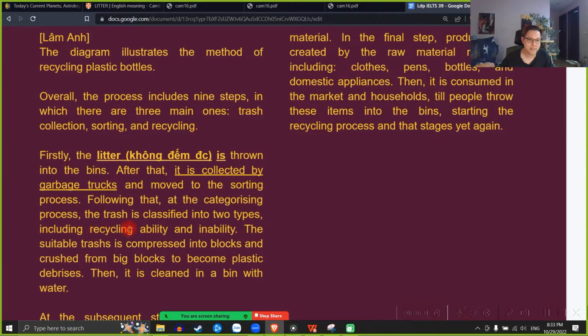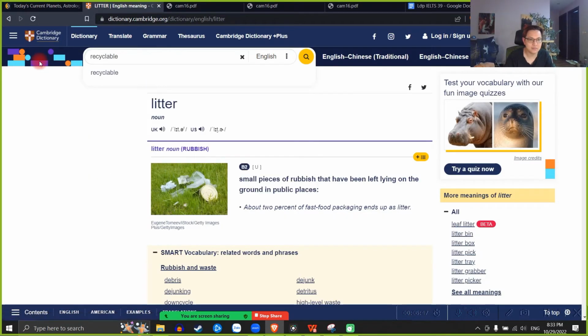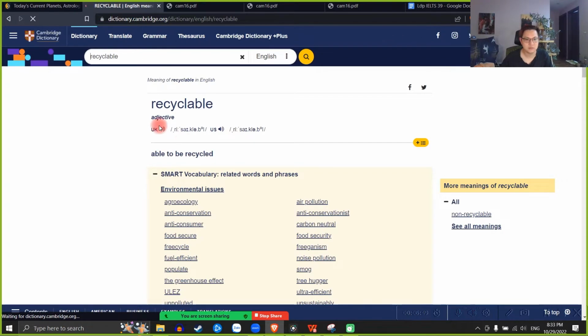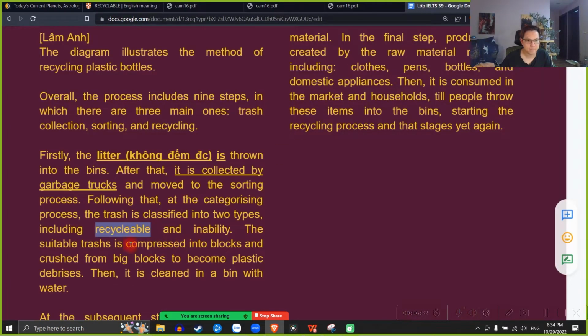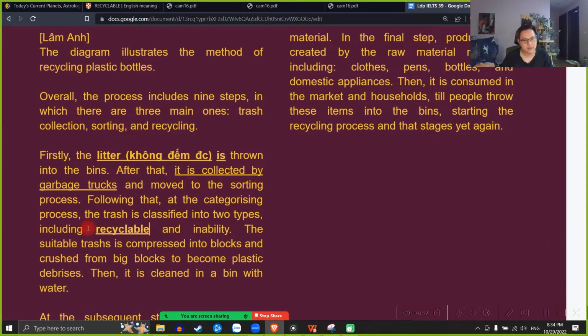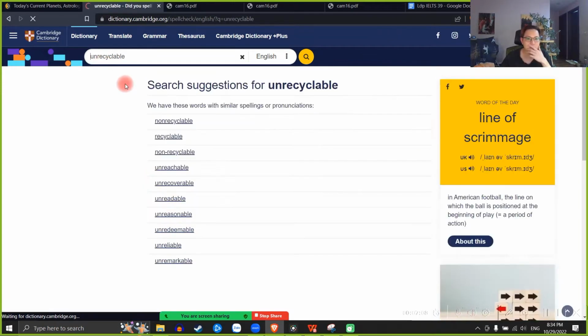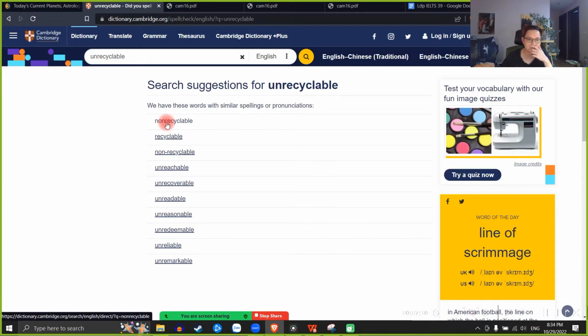Including có thể được tái chế được thì nó có chữ recyclable. Em học từ này rồi nha. You learned this one already. Recyclable. Có thể tái chế được. Recyclable. Able to recycle, yeah. Including recyclable and unrecyclable, I think. Cái từ ngược lại của nó là cái gì đó? Unrecyclable, right? I think non-recyclable.